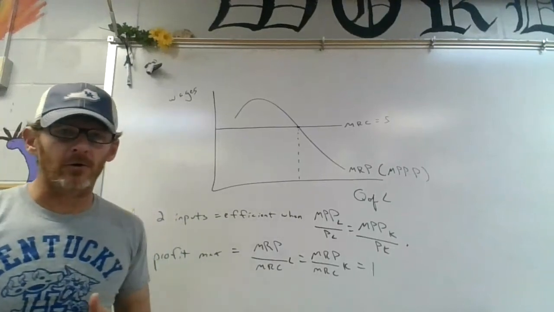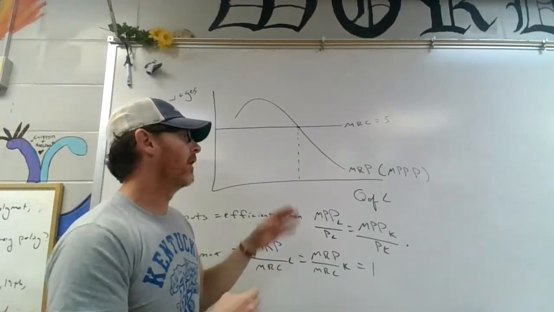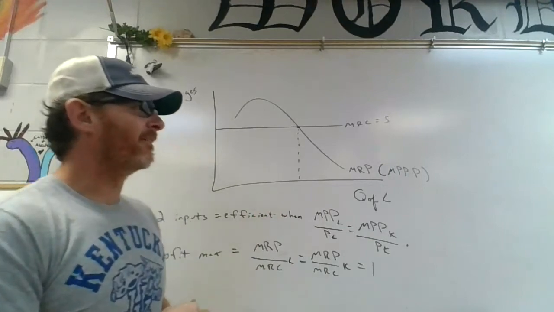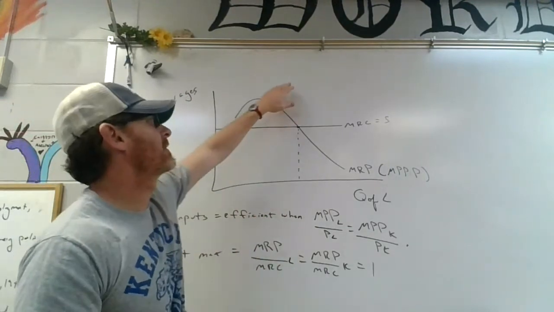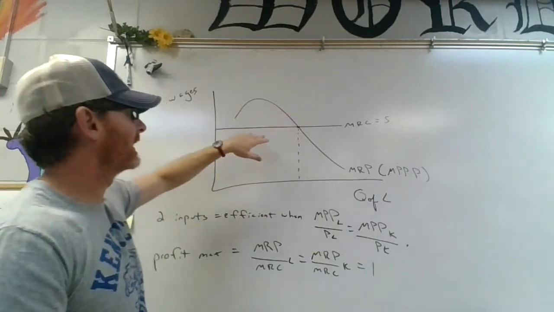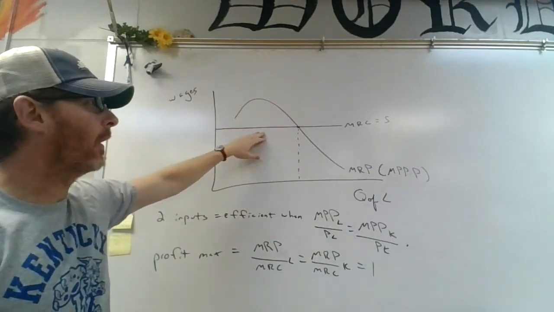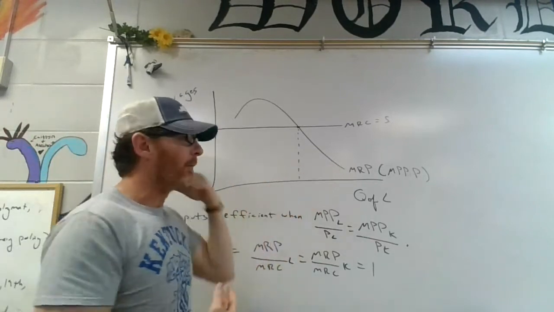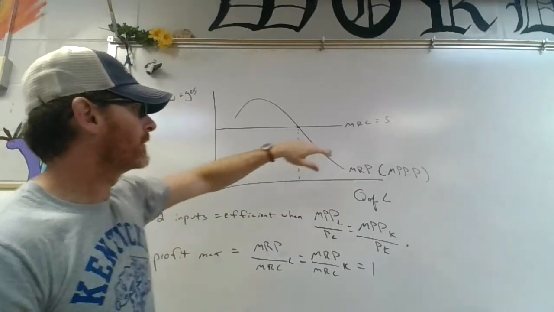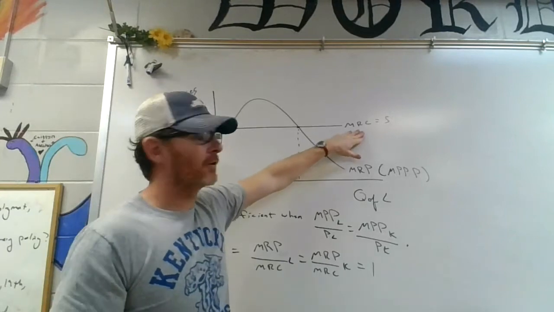Okay, what we're going to do now real quick is talk about efficiency in the labor market. So I went ahead into the firm's labor graph. Obviously, the MRC, the price of labor, is coming from the market. I didn't draw it. This is just for the firm. But you can see here is the MRC of the supply of labor.